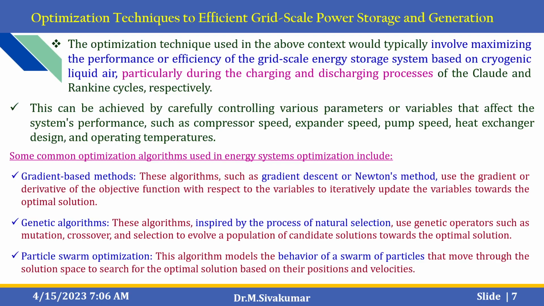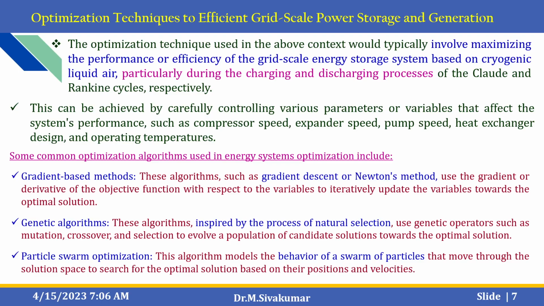There are some common optimization algorithms used in energy systems optimization. This can be achieved by carefully controlling various parameters or variables that affect the system performance, such as compressor speed, expander speed, pump speed, heat exchanger design and operating temperature. Now let us see what are the different types of optimization algorithms used in energy systems optimization.